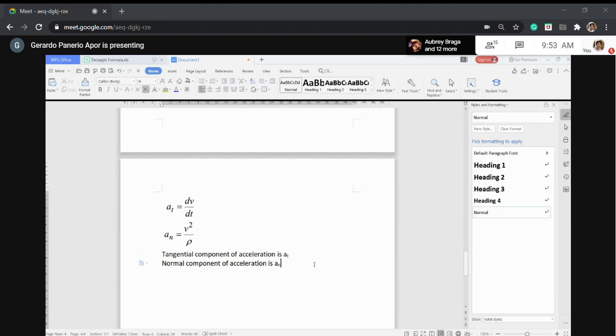Okay, so here is the normal component, while the tangential component is the change of speed with respect to time, and the normal component is equal to velocity squared over rho. This is responsible for making the object, particle, or rigid body travel in a curved direction.